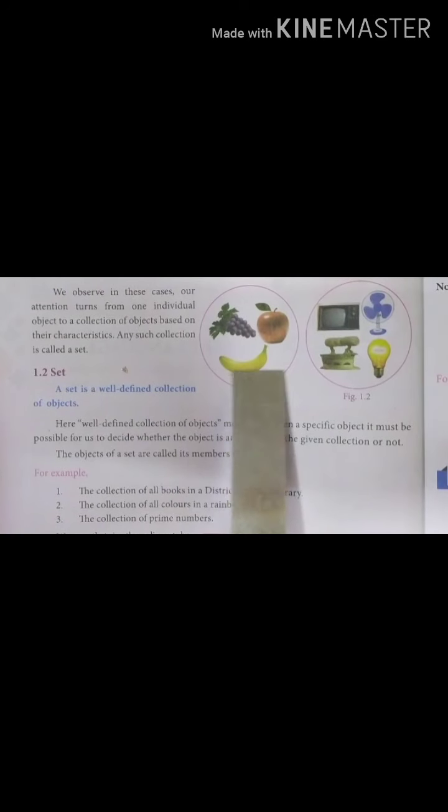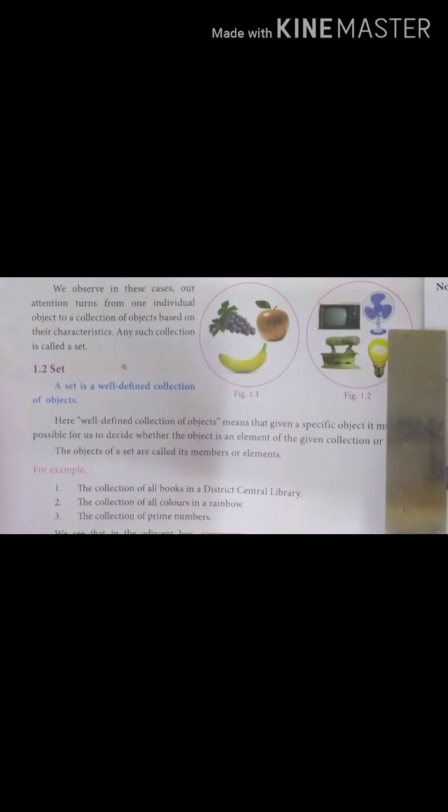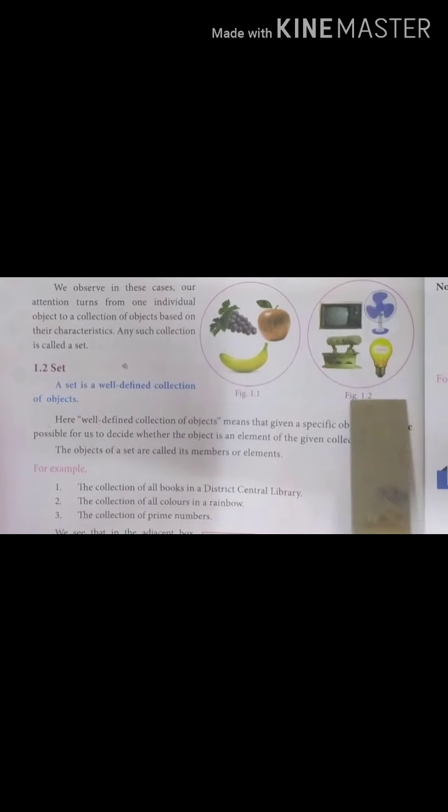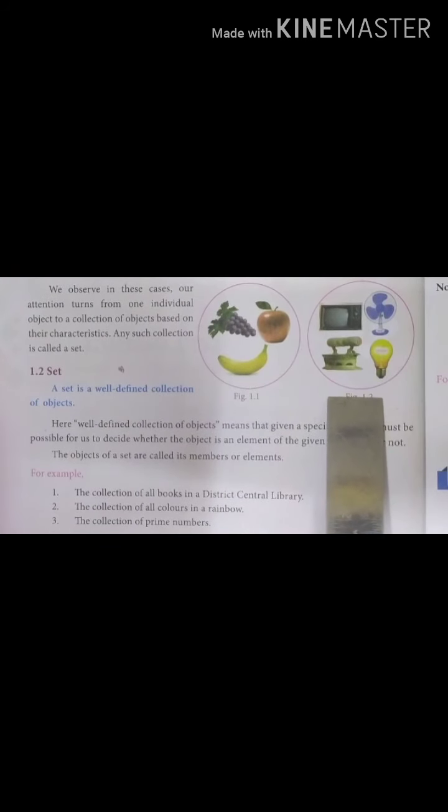Every individual element in a set is called a member or an element. Say for an example, you have banana, apple and grapes. These are the elements of the set fruit. And you have television, fan, iron and bulb. These are the elements of the set B, otherwise called the electronic set. So every individual element in a set is called a member or an element.